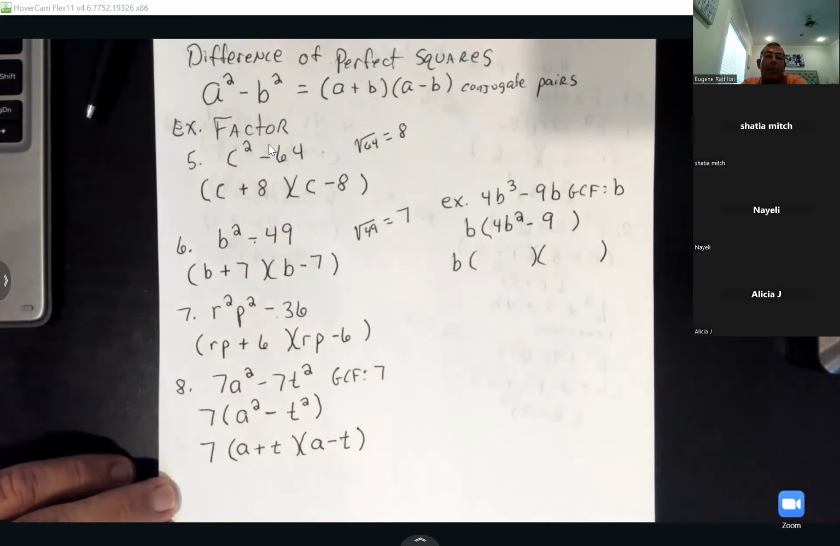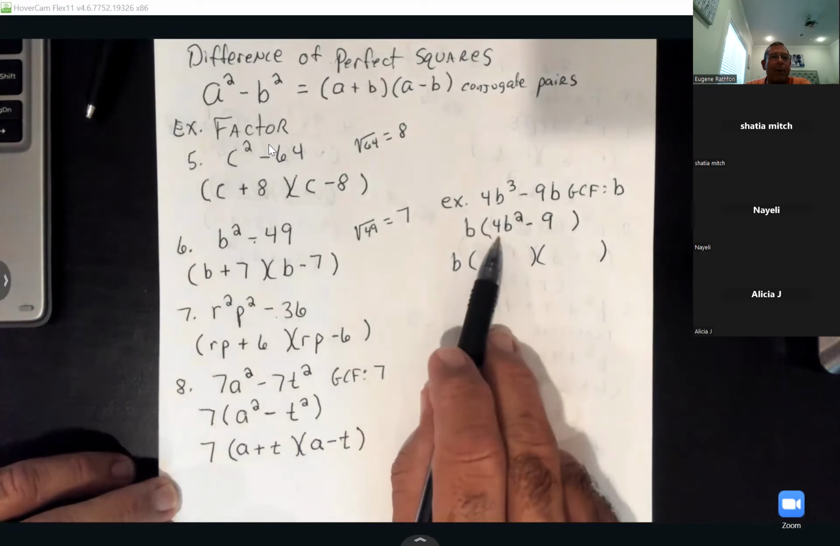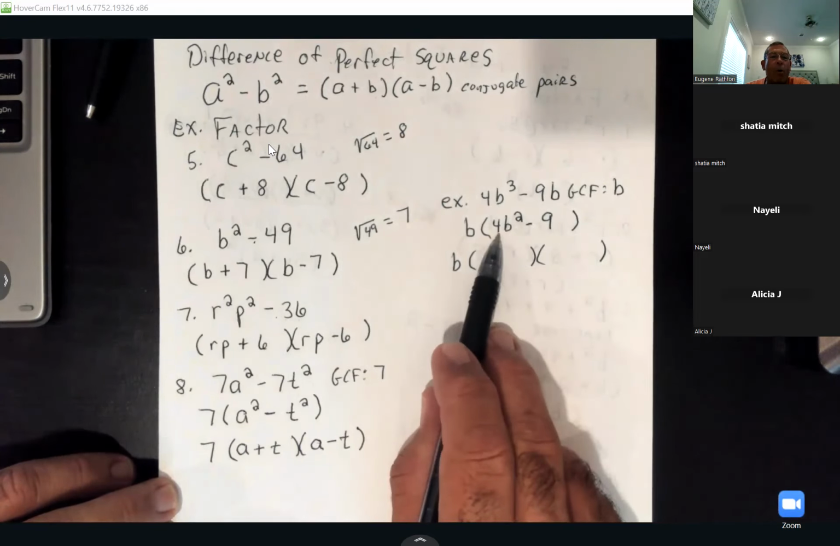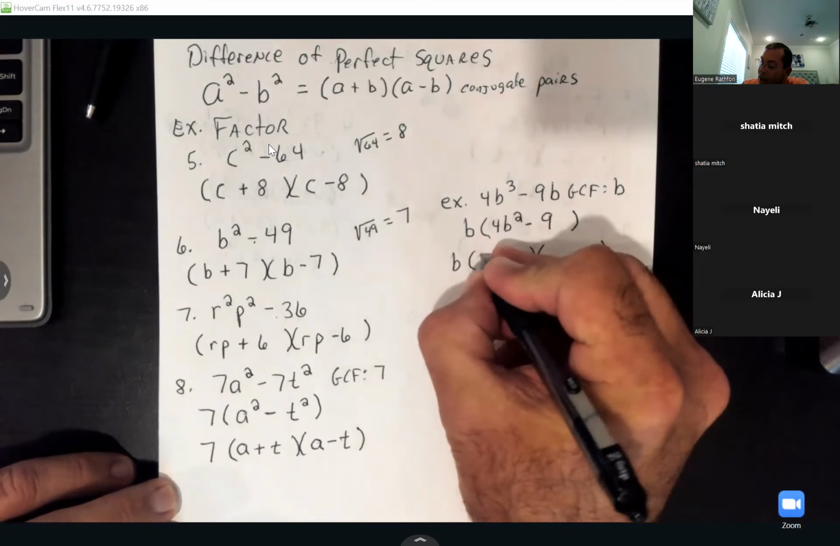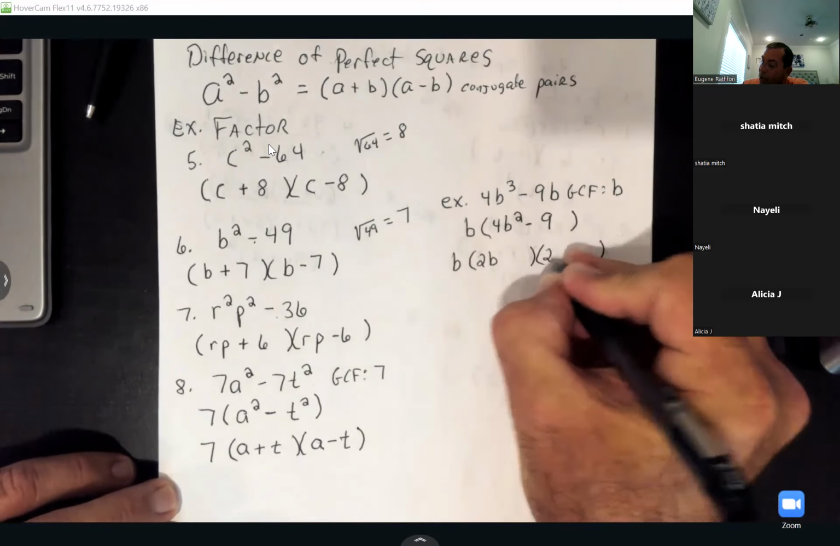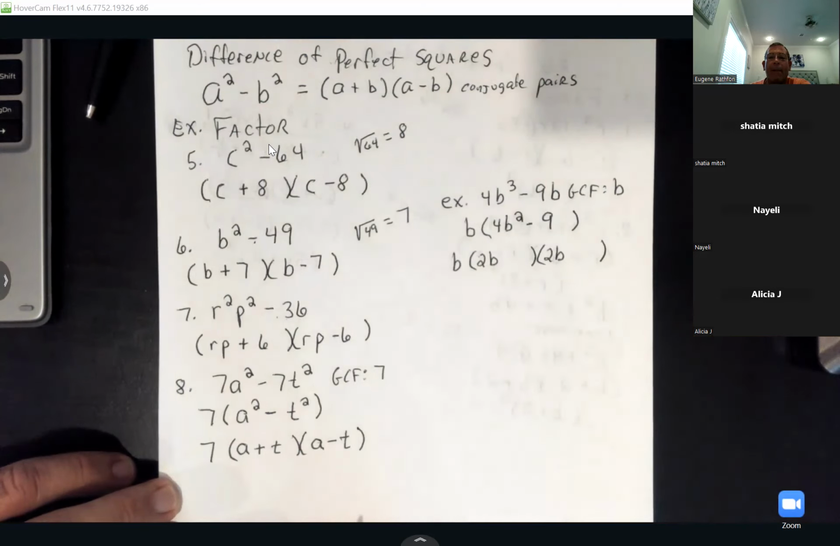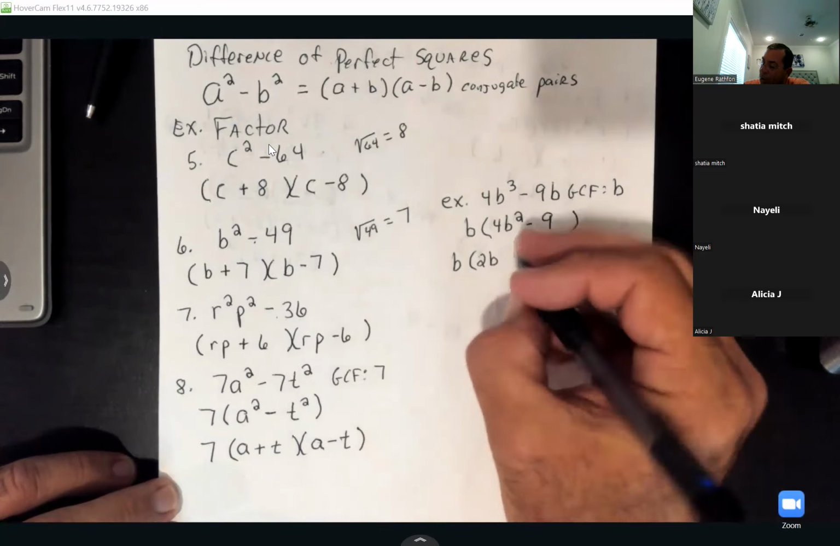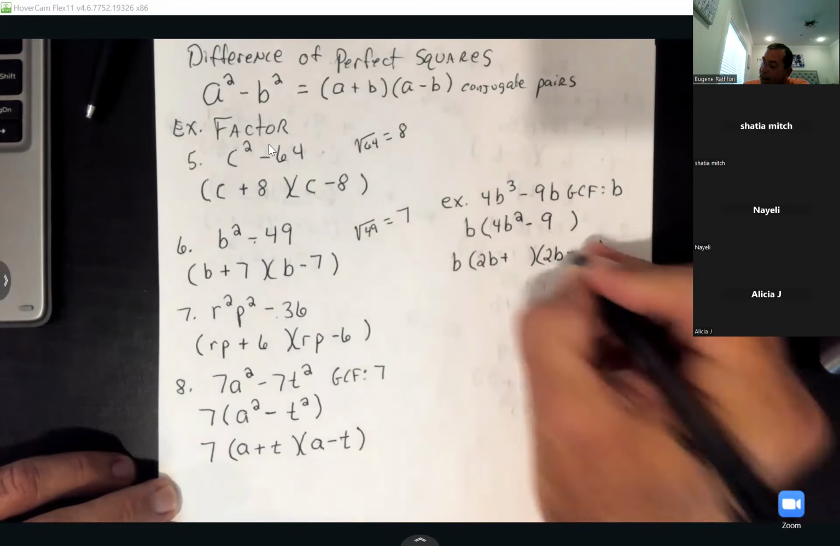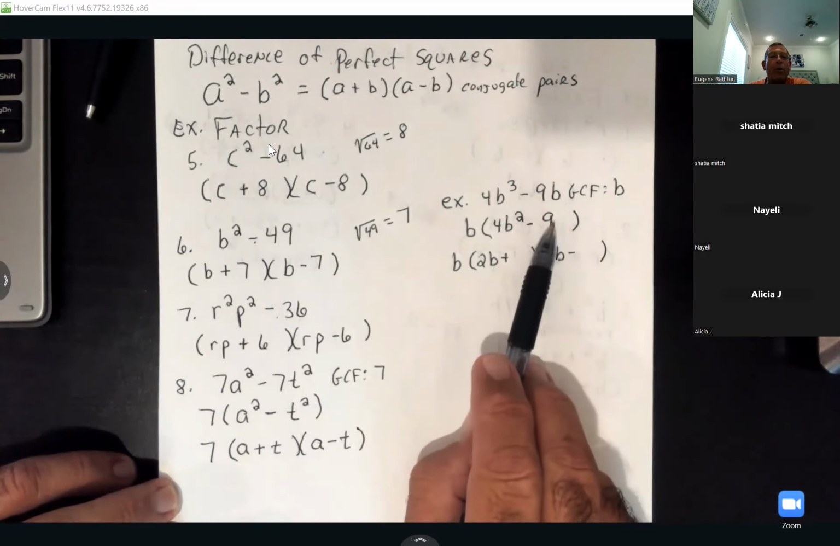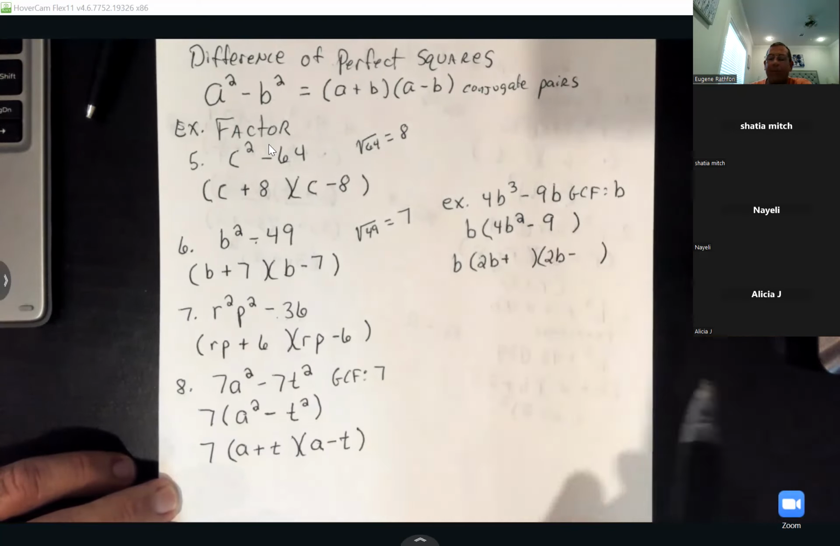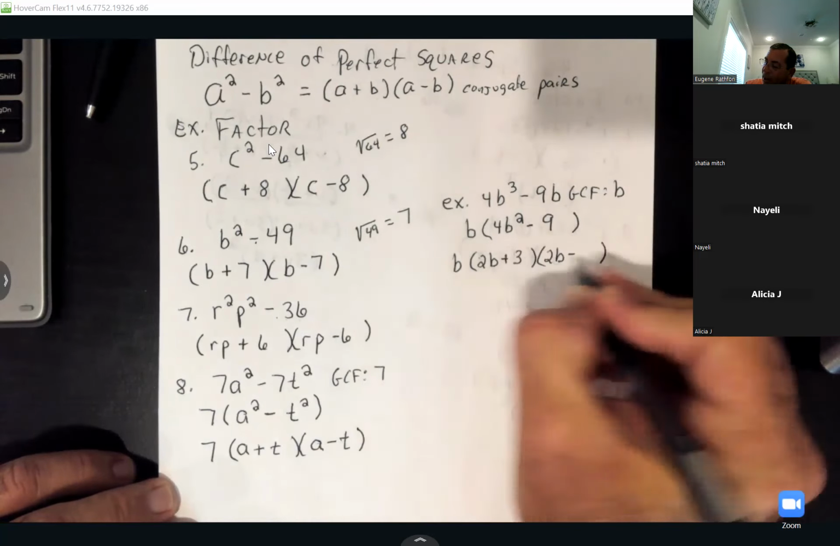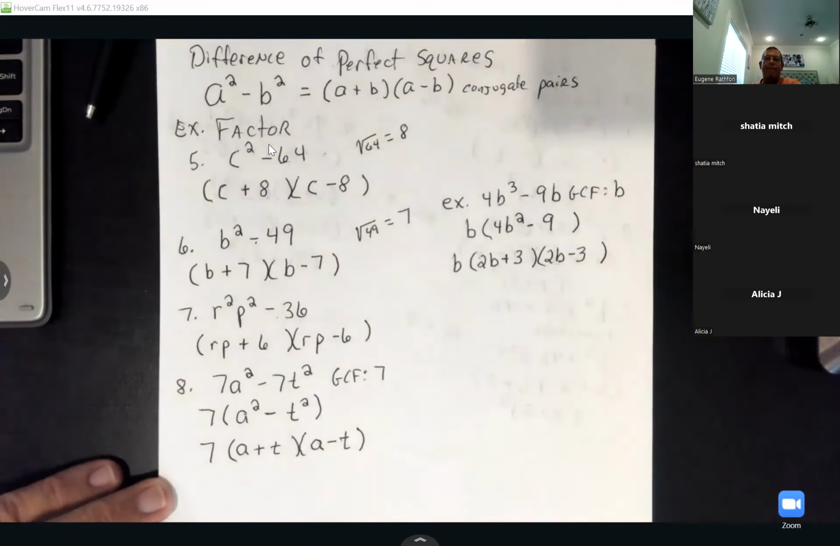Okay, so you got a B, but what about that 4? Remember, since that's a 4B squared, the square root of 4 is 2. So you're going to actually have a 2B and a 2B. The last number is negative, so one will be positive, one will be negative. And then at the end, we'll put whatever number times itself equals 9. So the square root of 9 would be a 3 and a 3.